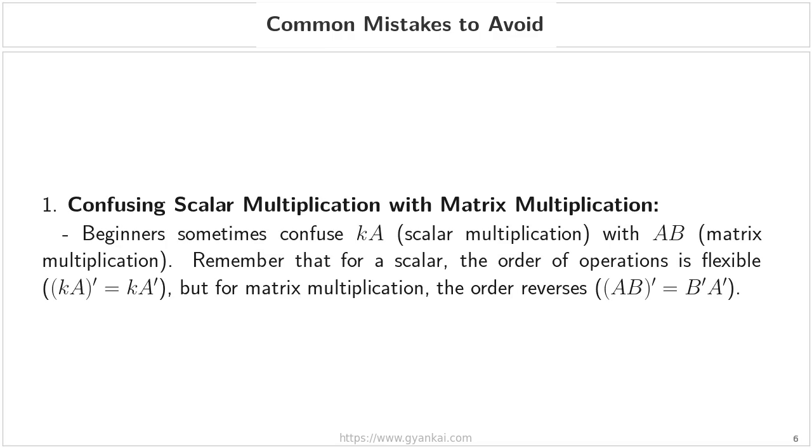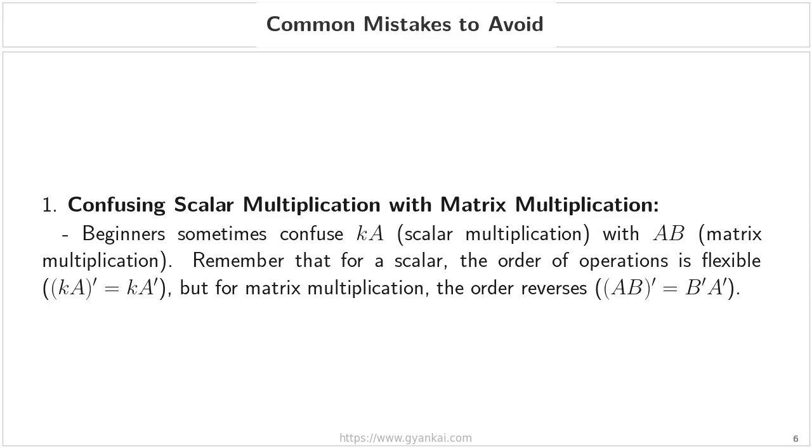First, be careful not to confuse scalar multiplication with matrix multiplication. In this lesson, we are dealing with k times A, where k is just a single constant number. As we have already established, the order of operations here is flexible. The transpose of k times A is simply k times the transpose of A.